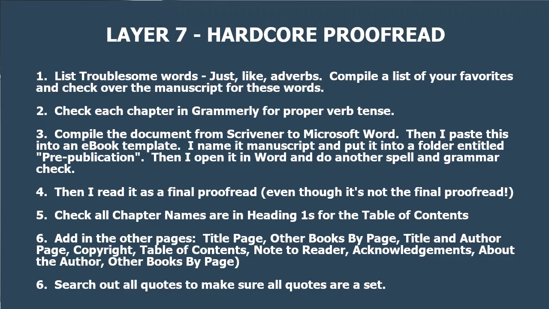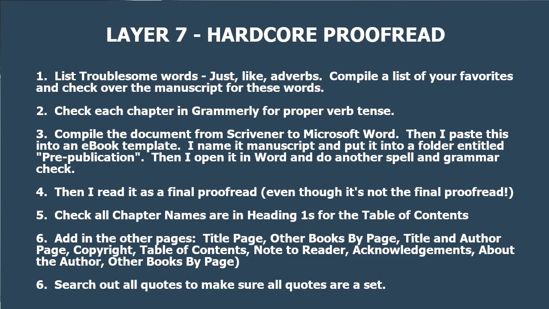The second thing I do is I check my chapters in Grammarly for a grammar and verb tense check. Okay? And then once I do all of that, I compile the document from Scrivener and paste it into an ebook template and save it as a manuscript. And I file it in a folder entitled Pre-Publication. Then I open it in Word and run Word's spell check and grammar check on it again. Then I read it as a final proofread, even though there's one more proofread coming up. In this layer, I also check to make sure all the chapter names are in Heading 1s for the table of contents. And then I fill in the other pages: the title page, the other books by page, the title and author page, the copyright, all those pages. I make sure that I have those now in the document.